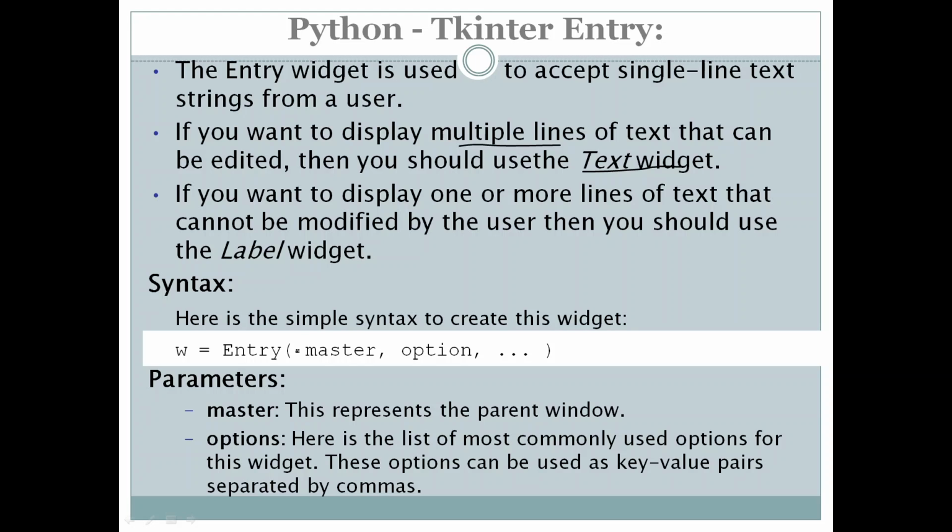Okay, how is the entry widget created? The syntax remains almost the same, only the name of the widget is changed. So we want to create an entry widget, so the name Entry is used. Again, the options need to be passed to it. First is always the master, that is the parent window object, and some optional parameters need to be passed. Okay, let us look at one example again.